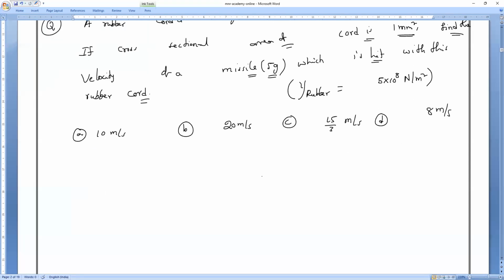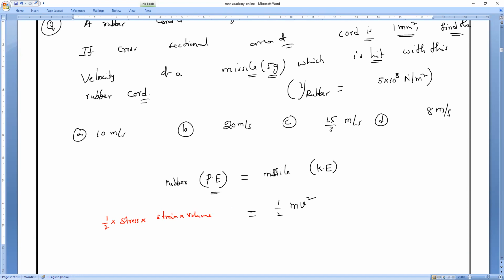We all know that whatever energy is stored in the rubber cord, if it is released, that energy will be completely converted into what energy? When it is changing shape, as you studied in class, it will completely convert into kinetic energy. So the rubber's potential energy is equal to kinetic energy. Kinetic energy is half into m v square. And the energy stored in the stretched rubber band is half into stress into strain into volume. If you equate it, you will get it.